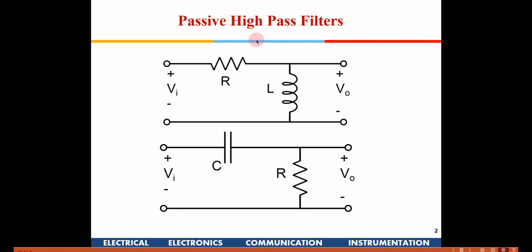So the first type of filter which we are going to learn is passive high pass filters. As the name implies, high pass means it is going to allow high frequencies to pass through, and it is going to block the low frequencies. If you see here, it can be implemented in two ways, either using a resistance and an inductor, or a capacitance and a resistance.